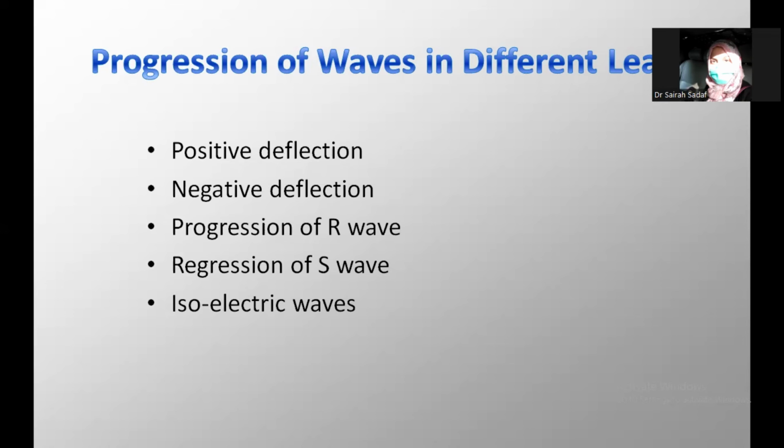Now, before starting this, I want to tell you that among the chest leads on the ECG, V1 and V2 represent the right side of the heart, as we have already discussed in the previous slide, while V5, V6 represent the left side of the heart. Just keep that in mind. Don't forget this. Positive deflection will be when the electrical impulse is moving towards the electrode, and we will have a negative deflection when the electrical activity is moving away from the electrode.